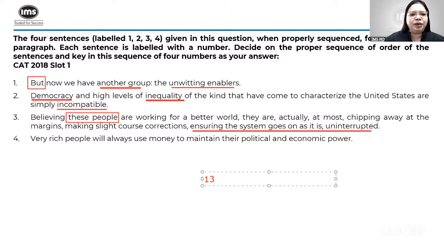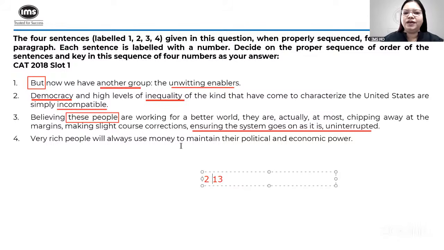Why should 1, 3 be a pair? Because these people, the unwitting enablers, what they do is explained in 3. They are unwittingly, unconsciously enabling the current system to go on. They're trying to create a better world, but the current system is just reinforced. 2 says that maybe 2 should be my start, and 1 and 3 explain that perhaps. Now, what does 4 talk about?